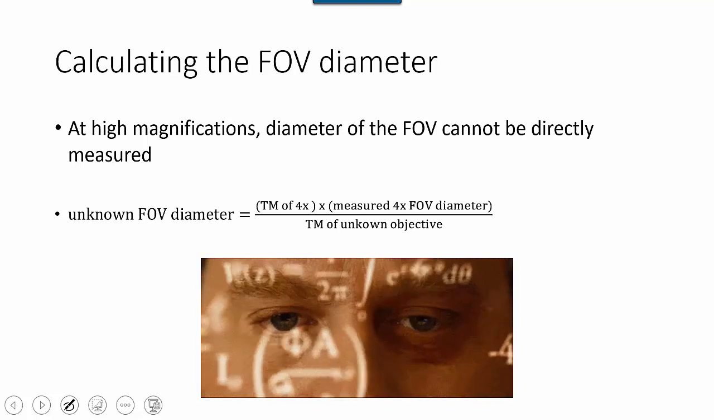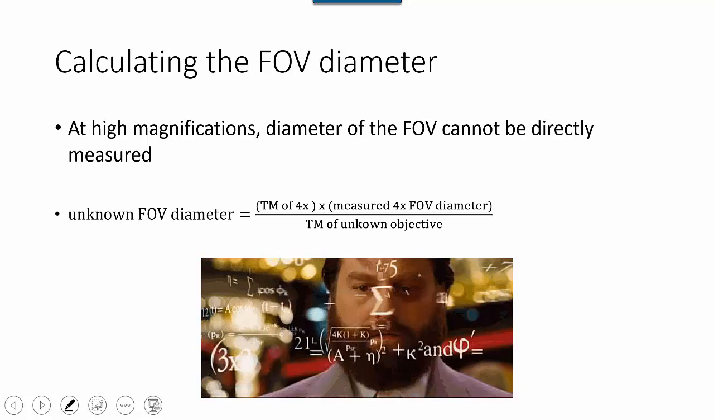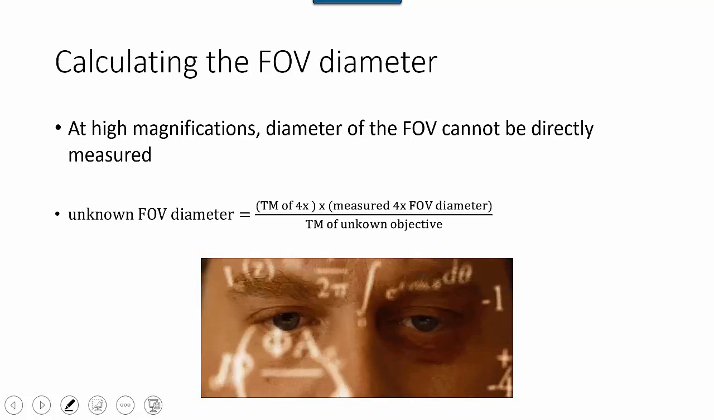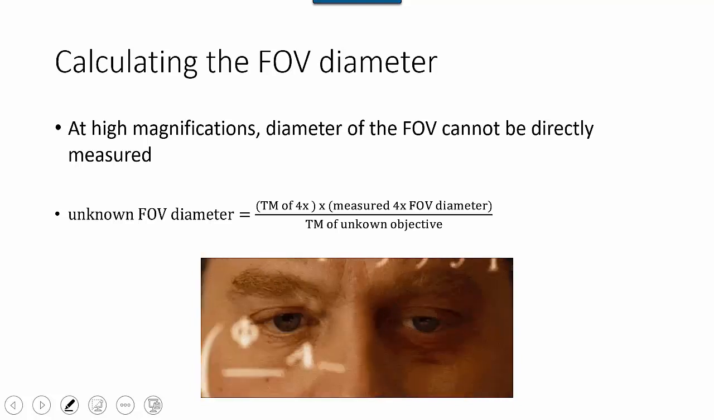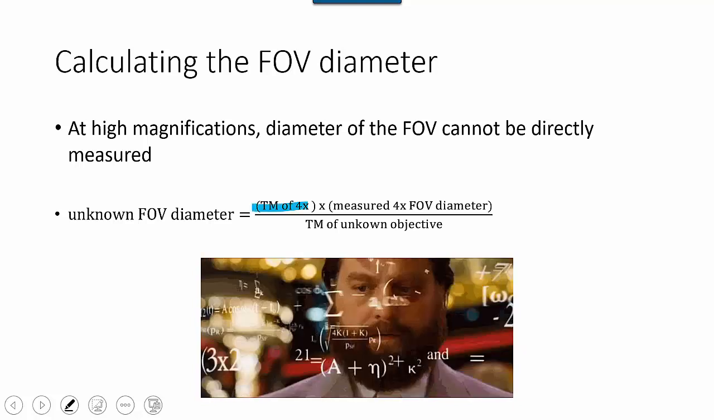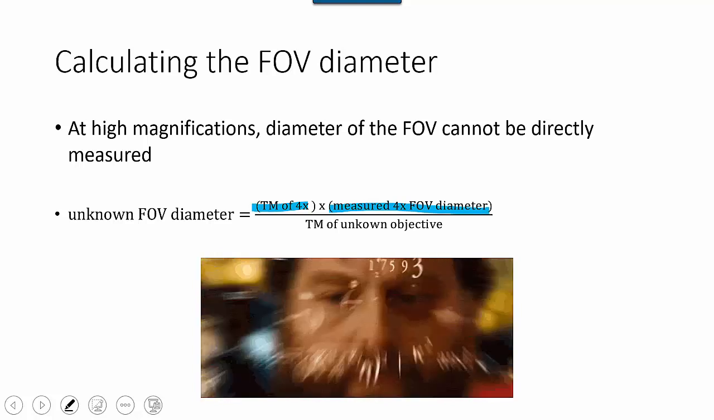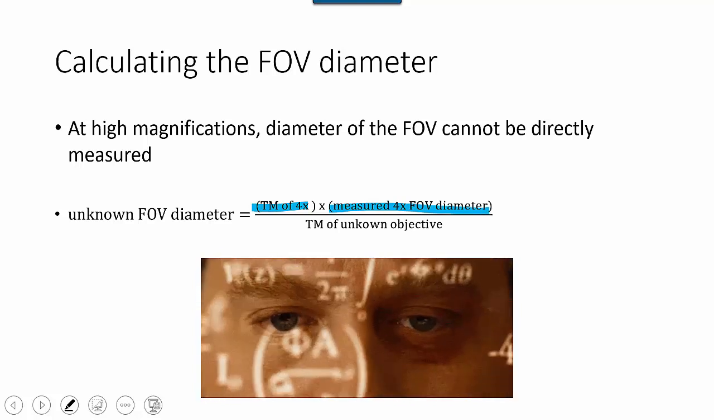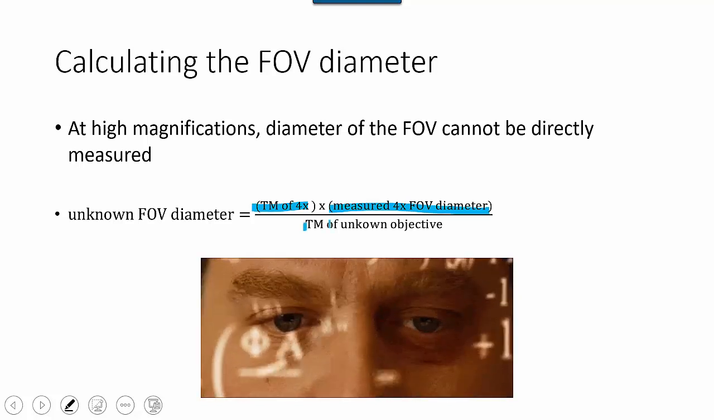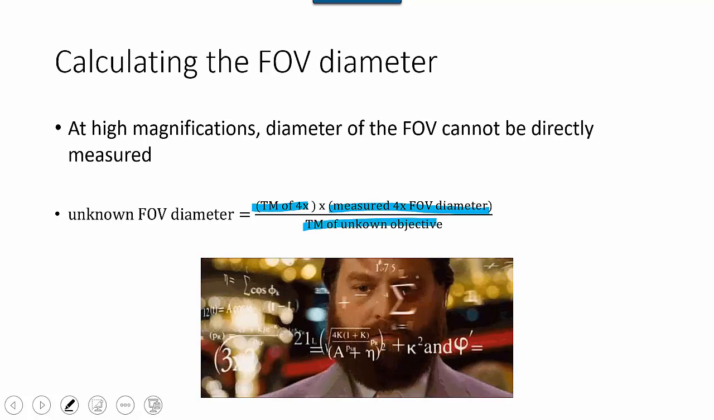For objectives with higher magnification, the diameter of the field of view can be determined mathematically using the diameter measured under scanning. To calculate the diameter of the field of view for any objective, all you need to do is multiply the total magnification of the scanning objective by the measured diameter of its field of view, and then divide by the total magnification of the objective whose field of view you want to know. Let's look at a few examples.